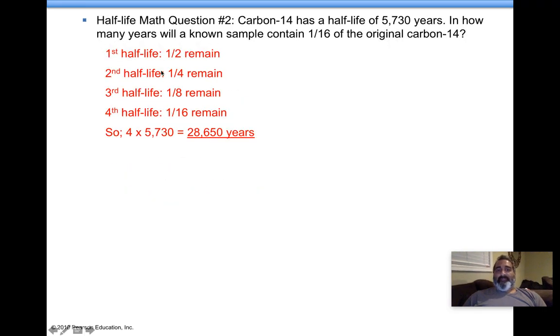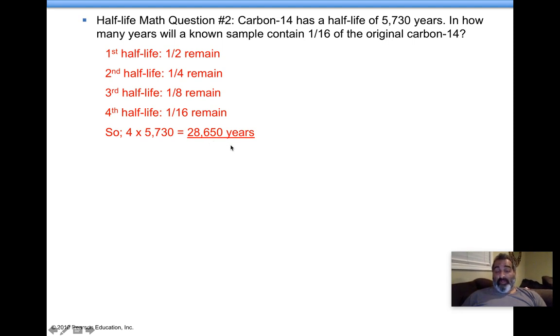So we're at one half-life, half remaining. Second half-life, a quarter remaining. Third half-life, an eighth remaining. Fourth half-life, a 16th remaining. So we know that to get to 1/16, you had 4 half-lives. Each one is 5,730 years, so 4 times 5,730 is 28,650 years.